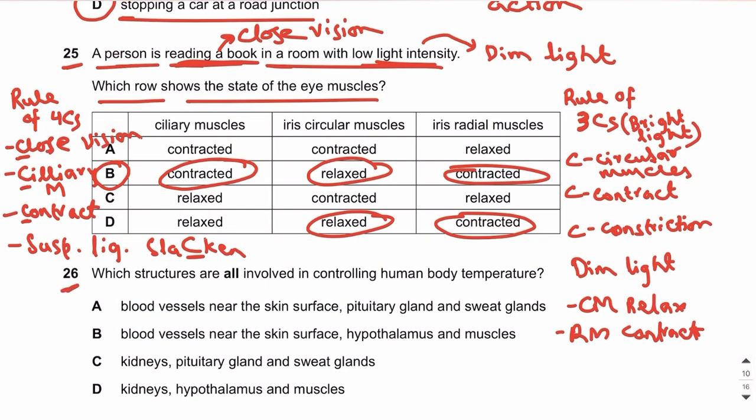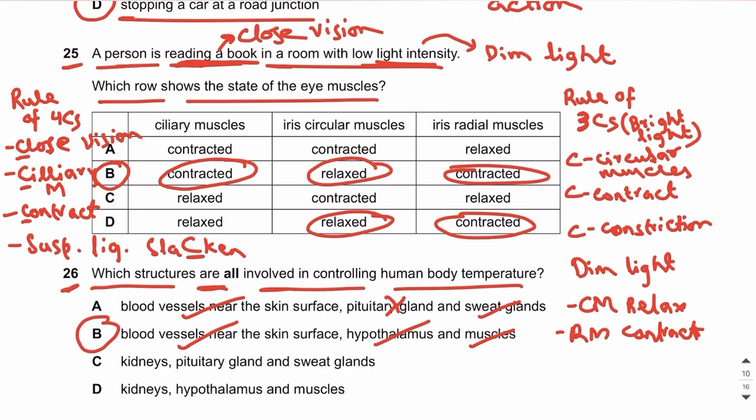MCQ number 26, which structures are all involved in controlling human body temperature? So guys, you should know that to control human body temperature, blood vessels near the skin are involved, pituitary gland is not involved, sweat glands are involved. Blood vessels near the skin are involved, hypothalamus is involved, and muscles are involved. The answer is B. Muscles are involved in shivering, right? And in the vasoconstriction also.